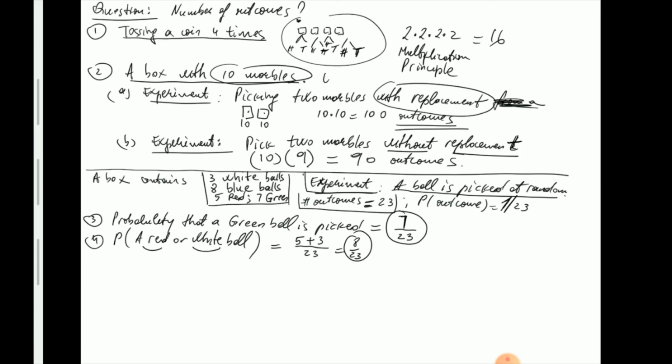Again, pay attention to the wording. Let's say, for instance, the question is, what is the probability that neither red nor green is picked? Well, anything but red or green, right? So what is everything else? If you look at the box, everything else is going to be 3 and 8, right? 3 white and 8 blue ones. So neither green nor red, that means 11, right? So 3 plus 8 over 23, that's 11 over 23.